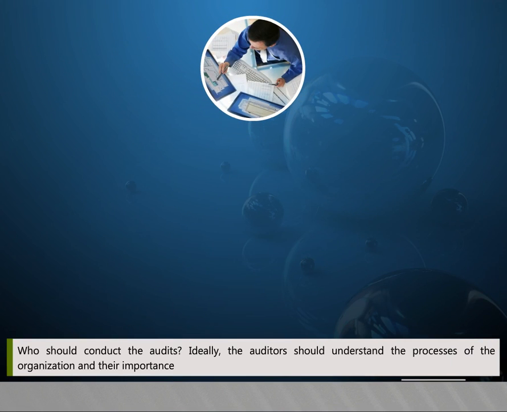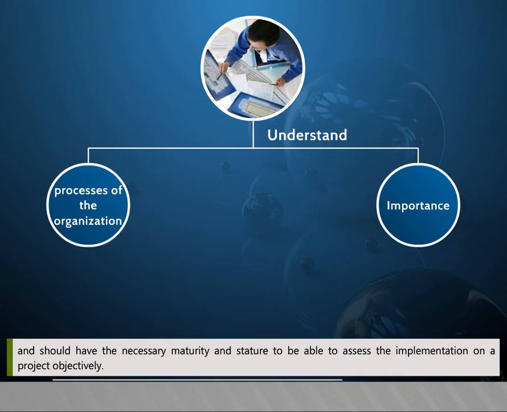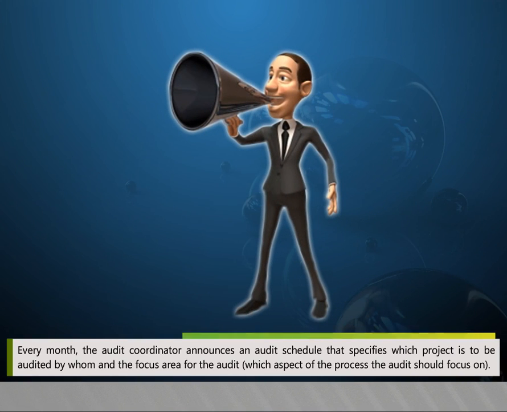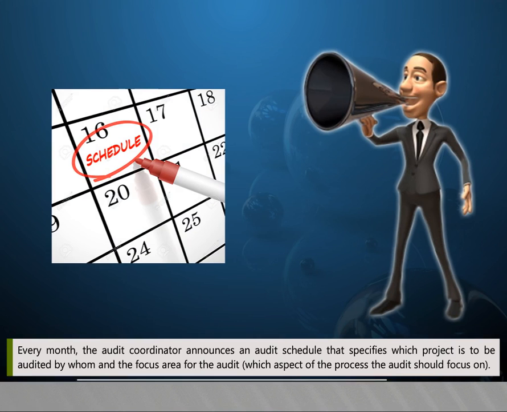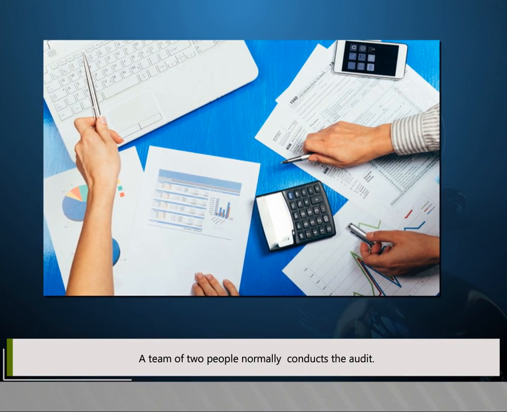Who should conduct the audits? Ideally, the auditors should understand the processes of the organization and their importance, and should have the necessary maturity and stature to be able to assess the implementation on a project objectively. The auditors also need to be trained in the process of auditing. Every month, the audit coordinator announces an audit schedule that specifies which project is to be audited by whom and the focus area for the audit, that is, which aspect of the process the audit should focus on. A team of 2 people normally conducts the audit.